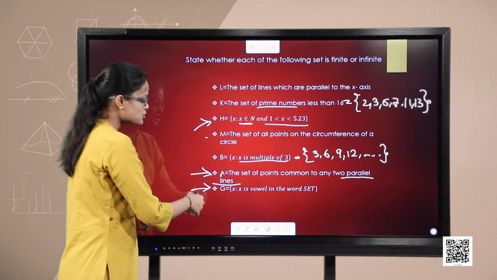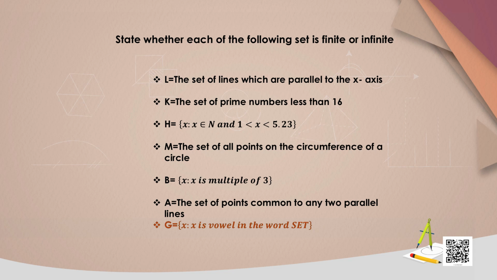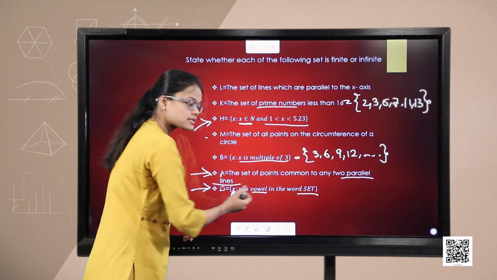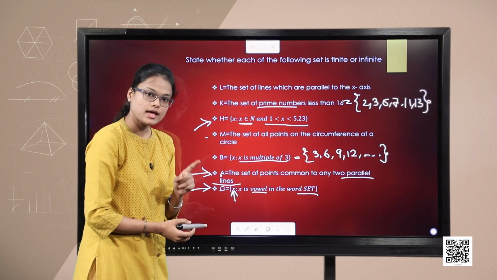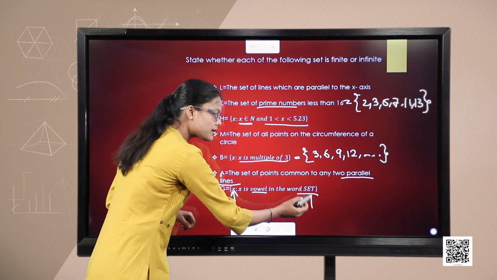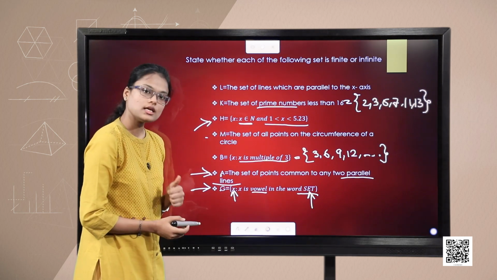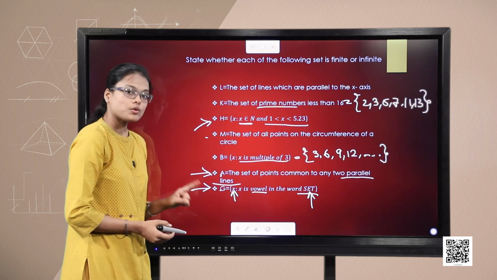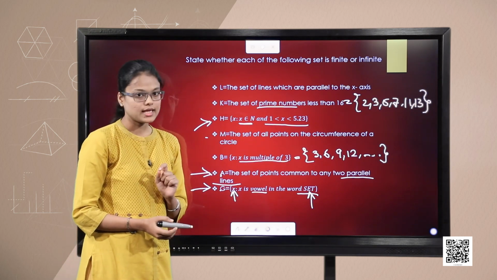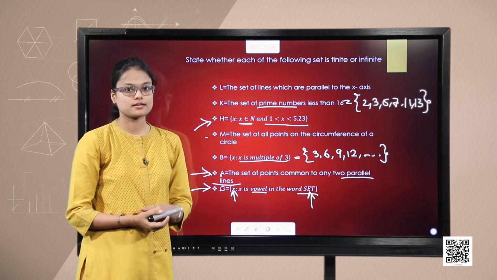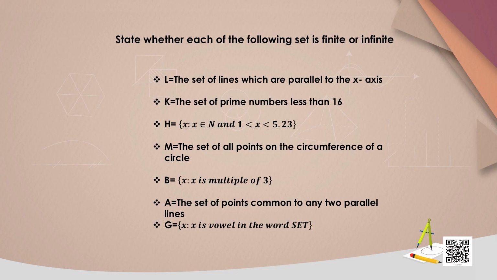Now, the last set G. G is a set consisting of all those letters which are vowels in the word SET. Now, see, SET consists of 3 letters S, E and T. How many vowels are there in it? One, which is E. So, G has one element, which is E, and it is a finite set. Hope you have understood how you can categorize sets into finite and infinite sets.